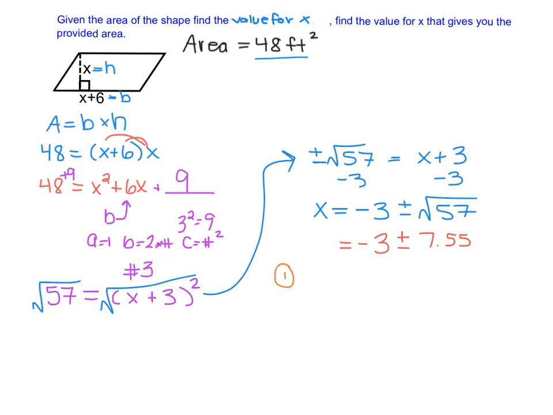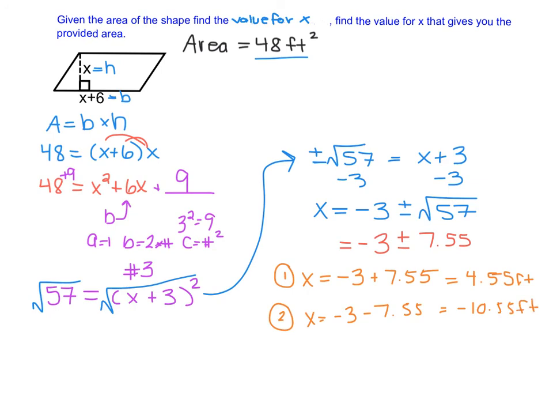One option is that we'd have x equal to negative 3 plus 7.55, which would make x equal to approximately 4.55 feet. The second option is we have x equals negative 3 minus 7.55, which would give us approximately negative 10.55 feet. Now, if we think about this realistically, since we have that shape, we can't have a negative length. So here in this particular problem, we would have an x value of 4.55.